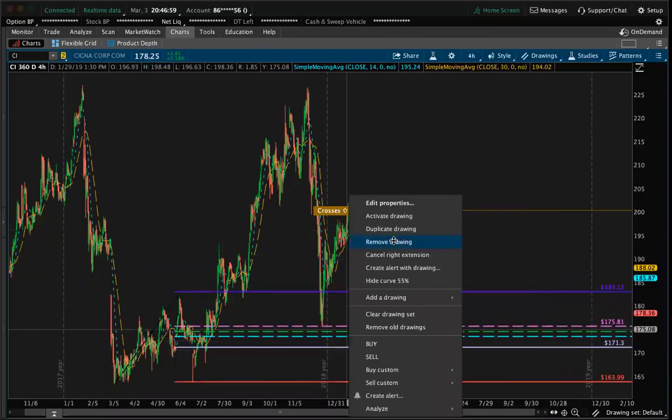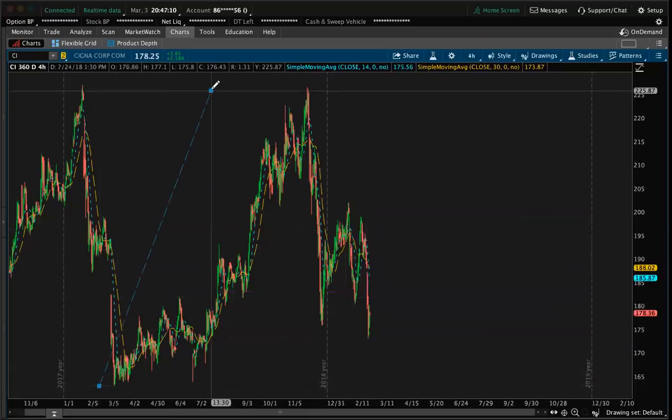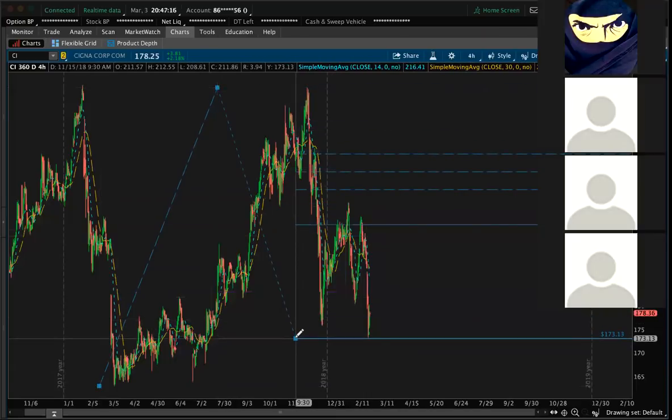Let me remove these. Remove that. Now we recreate a new extension. I'm calling this one the bottom here.